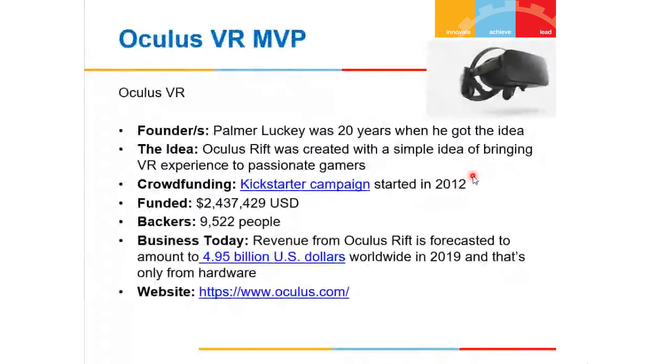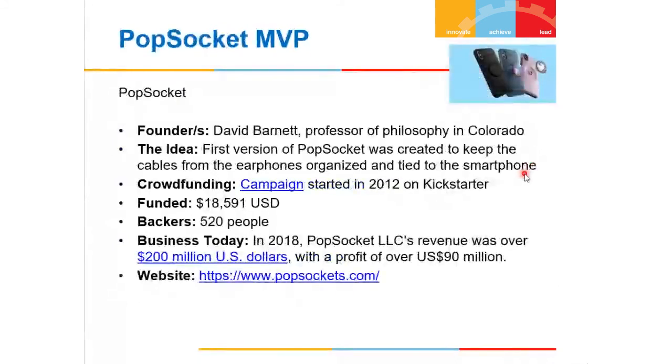Then comes the crowdfunding example. This is an example of a virtual reality product developed by this company. You have all the data here. They put up a Kickstarter campaign, and they said we are going to develop this kind of product, and those who are interested can fund this venture. They got a lot of money to actually develop it. So instead of putting in their own money, they get money from others. Another example of a crowdfunding MVP.